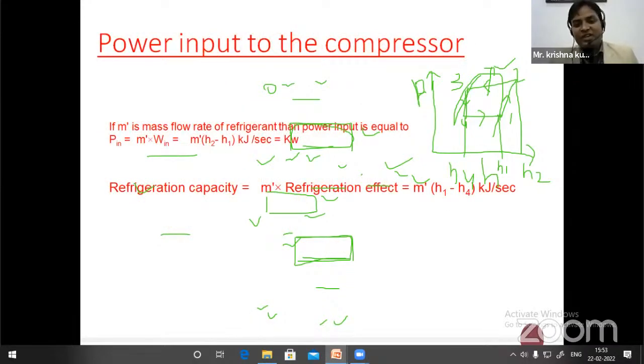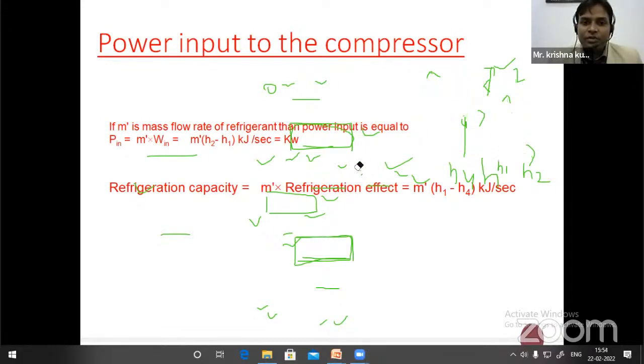So this is the COP equation for the vapor compression. Then we also need to define the power input to the compressor. How can we define the power input to the compressor? One minute, can I remove this? I can remove this thing. One minute, hold on.